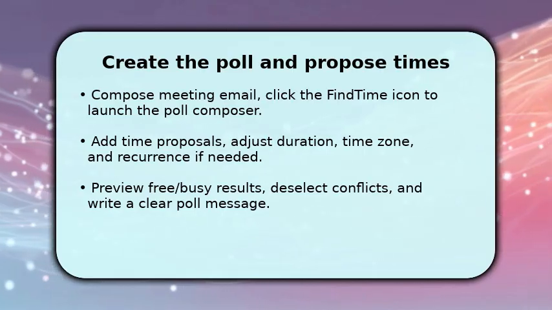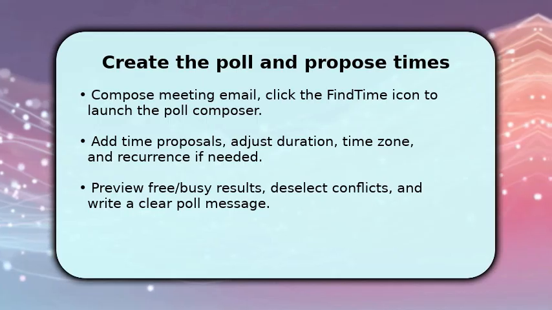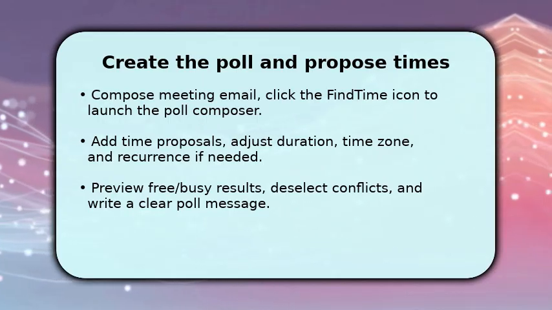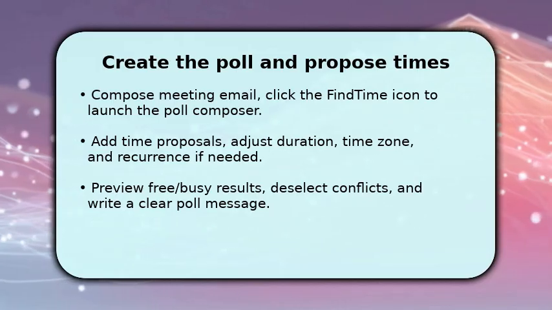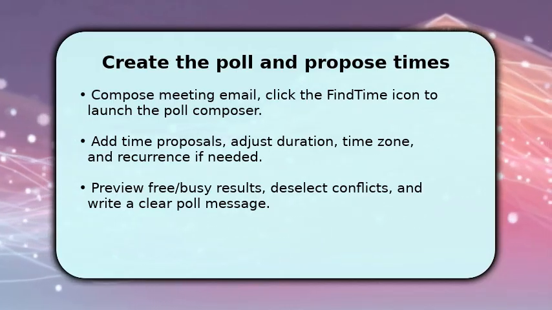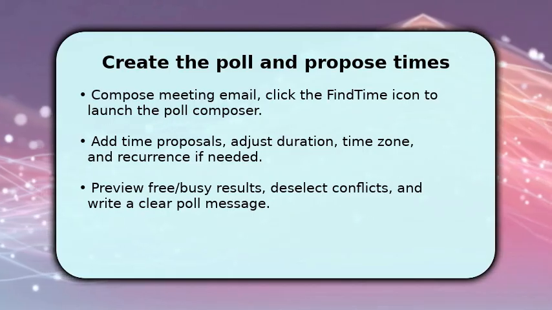poll composer. You'll add your proposed time slots and set duration and time zone. This matters because attendees may be in other zones. Next, Find Time checks free/busy and highlights conflicting slots. Deselect those or pick alternates.